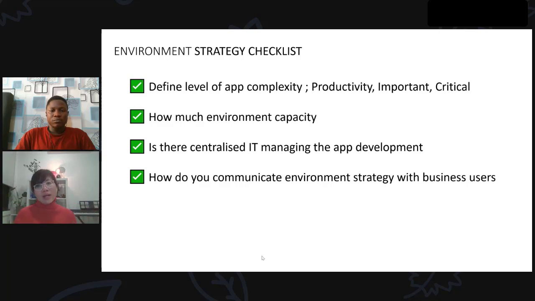Second one is, what is your environment capacity? Like I probably mentioned just now, if they only have Teams, it's just 2 gig, that automatically probably falls into productivity. It's probably not important or critical, right? It might be important, but it's not for the critical category.